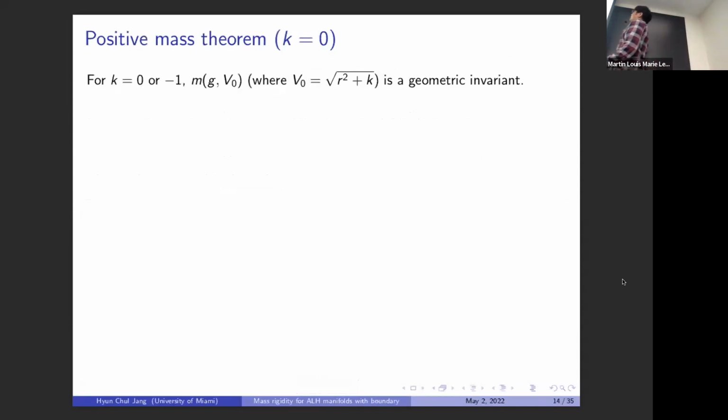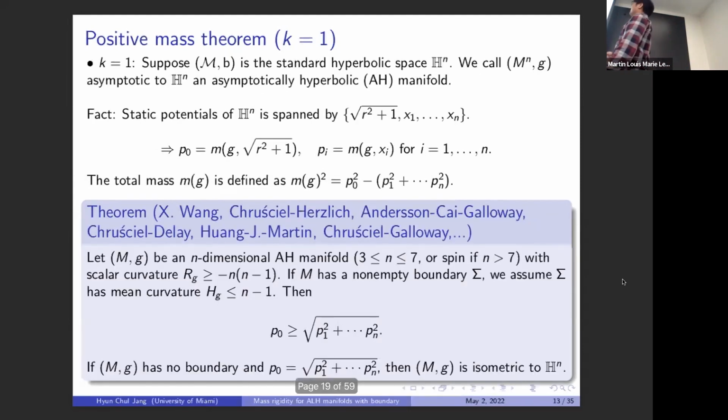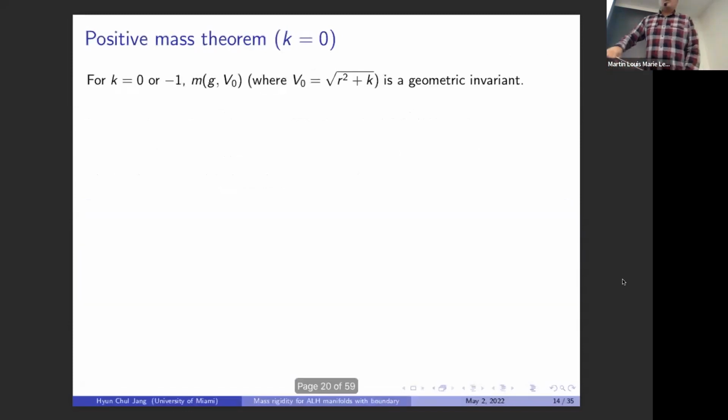All right. There's also a known positive mass result for the k equals zero case. I want to mention this first, I think I didn't say this one. The reason why we consider this complicated total mass is that each P is not a geometric invariant. That means you can choose different coordinates and it's going to change the numbers. But if you use this Minkowski norm, it's going to be fixed, okay? So that's a geometric invariant.